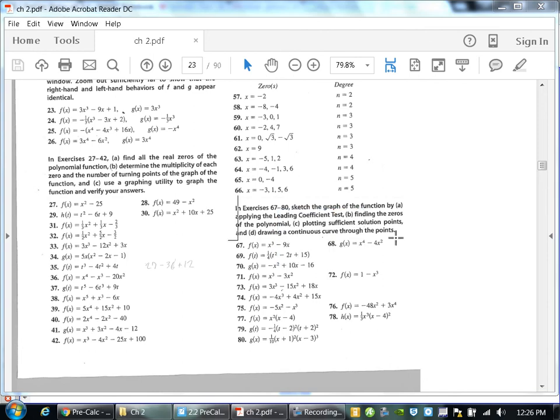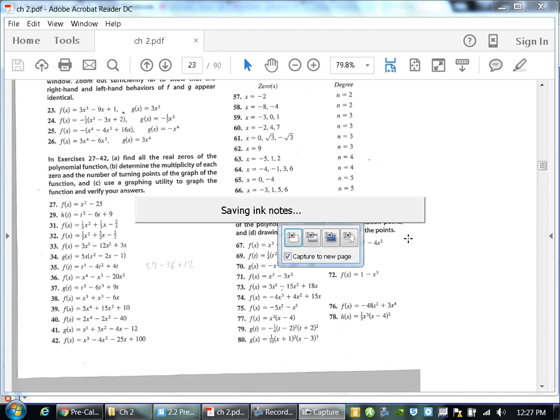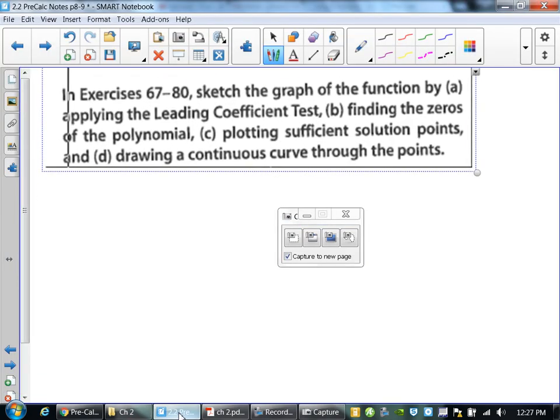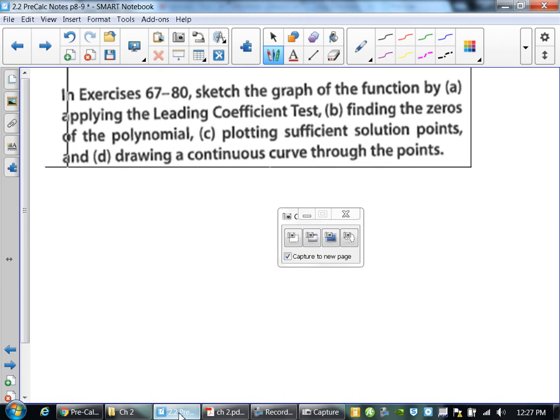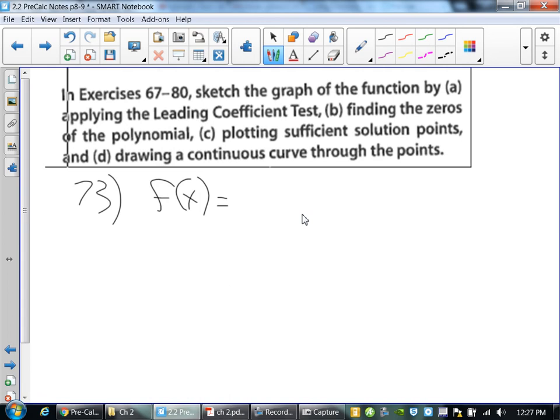That's the day 3 stuff, but I'm going to show you what they're talking about. Find the zeros, graphing, and then how do you find the actual points of intersection or points of change, the relative maximums and minimums? How are we going to justify what those actual ordered pairs are? So in number 73, the function is 3x cubed minus 15x squared plus 18x, I believe. And it asks you to sketch the graph by using the leading term coefficient test.